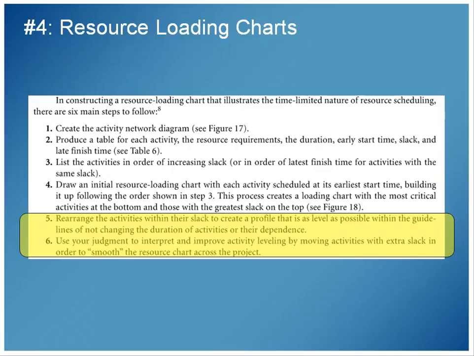So create the diagram, create the table, draw things together based on the initial early start time, and then 5 and 6, and this is kind of our heuristic, non-specific, non-algorithmic, trial and error. Rearrange the activities within their slack to create a profile that is as level as possible. In other words, at the top, you add up all the resources, you want it to be kind of smooth within the guidelines of not changing the duration of activities or their dependencies. Use your judgment to interpret and improve activity leveling by moving activities with extra slack in order to smooth the resources across the project.